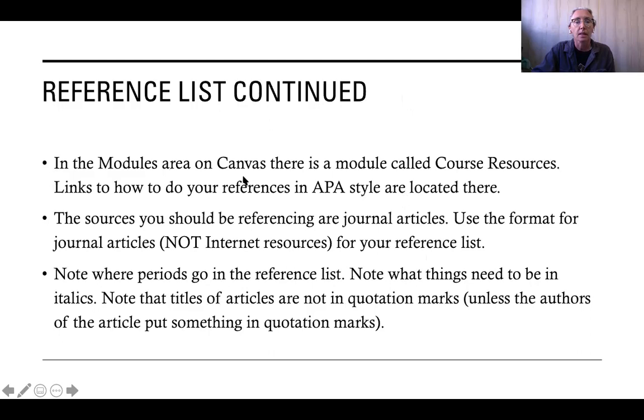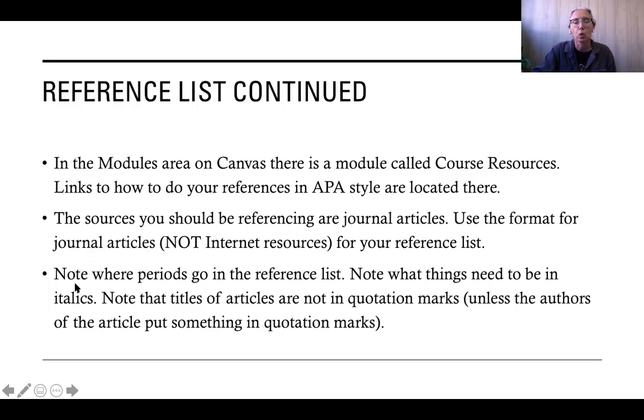So more about your reference list. If you go in the modules area on Canvas, there is a module called Course Resources, and there are links to how to do your references in APA style there. The sources you should be referencing are journal articles, as we've discussed. So when you're looking at that formatting page and it's telling you how to do your formatting, the entry you want to be looking for is for journal articles. Even though you've got your journal articles off of the internet, that does not mean that you want to use the internet source format. You want to use the journal article format.